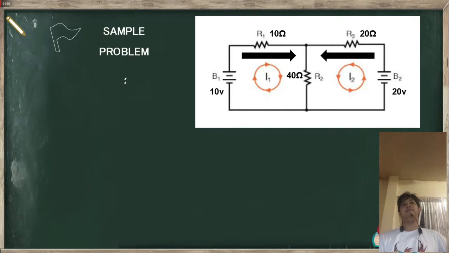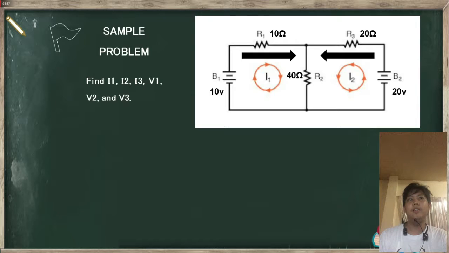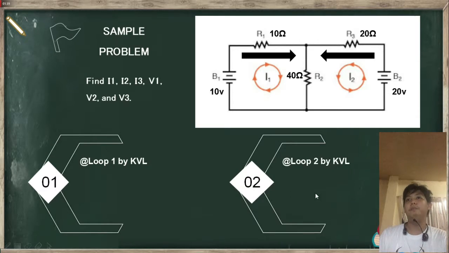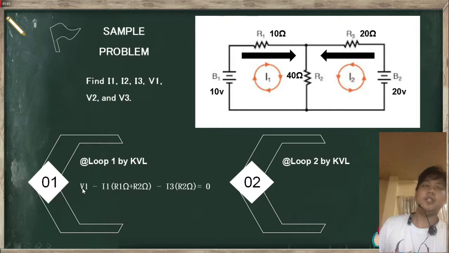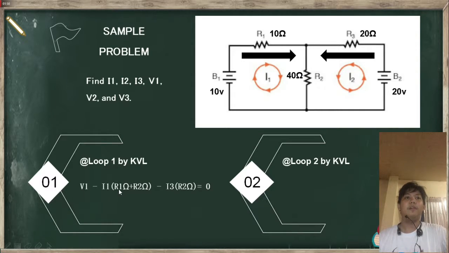So this is the sample problem. The problem is to find current 1, current 2, current 3, voltage drop 1, voltage drop 2, and voltage drop 3. In this case, we have two equations, loop 1 and loop 2, by Kirchhoff's voltage law. So this is loop 1 and loop 2. This is the equation of loop 1: voltage drop 1 minus the current 1 times resistance 1 plus resistance 2, minus the current 3 times resistance 2, is equal to 0.